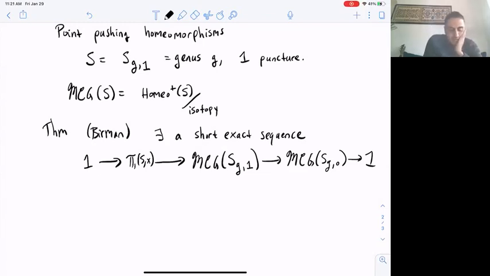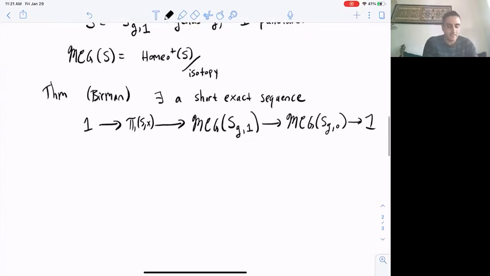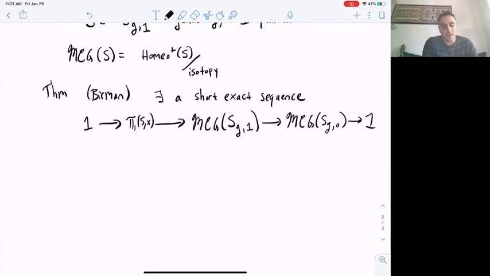And one way to think about this is, what's happening here? If I start with the surface of genus G with one puncture, what I could always do is just fill the puncture in, or if I'm thinking about marked points, forget that special point and just consider it as the rest of the points.